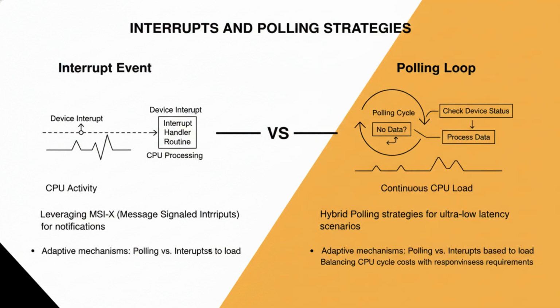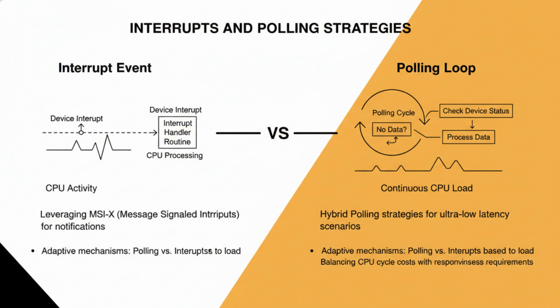How does the driver know when a memory operation is complete? Traditionally, we rely on interrupts, specifically message-signaled interrupts, or MSIX, in modern PCI systems. This allows the hardware to notify the CPU immediately. However, at the speeds of specialized memory, like CXL or HBM, the overhead of interrupt handling can become a bottleneck. This is where hybrid polling strategies come into play.